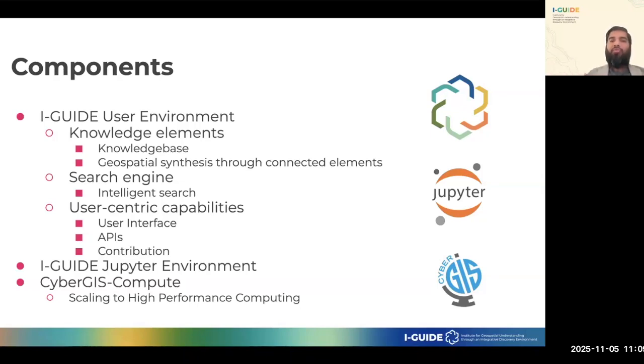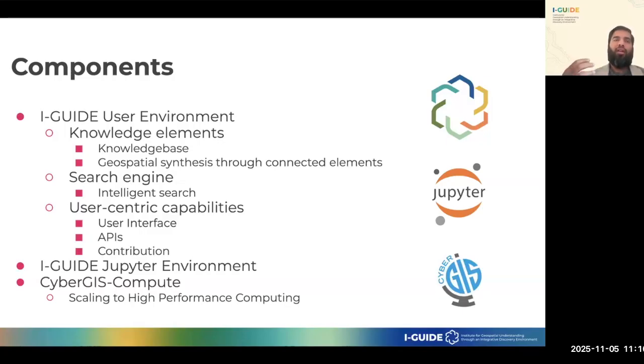As far as the iGuide user environment is concerned, we have multiple types of knowledge elements, which are composed of anything geospatial, anything that has geospatial value. We'll go through a little of these details at this time. These are some codes, publications, maps, notebooks, code repositories. All of these are termed knowledge elements in the iGuide platform.